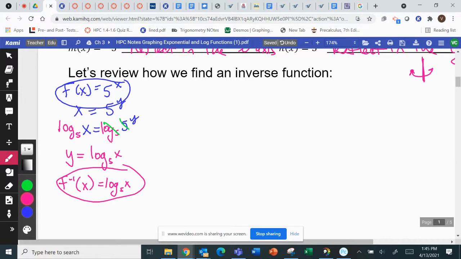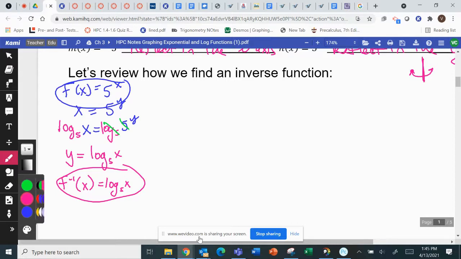If I ask you the base for the one in blue, you would tell me the base is 5. If I ask you the base for the one in pink, you would tell me the base is 5. They have the same base. They're inverses of each other. One is exponential, one is logarithmic. They have the same base.